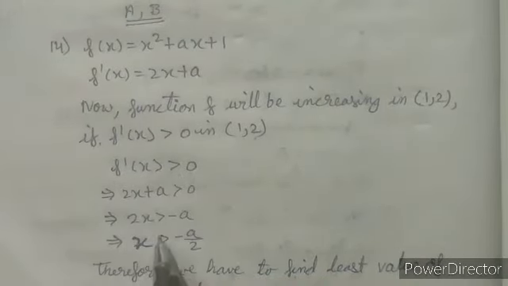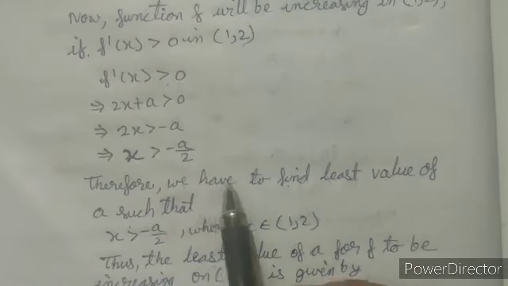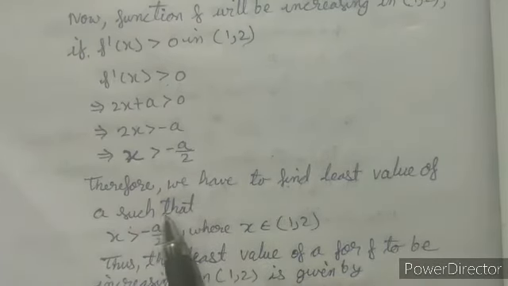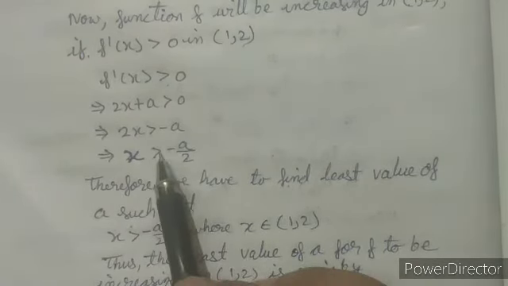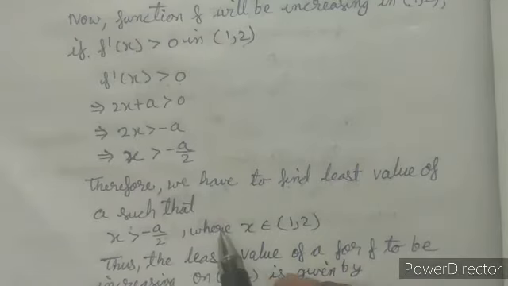Now on taking f dash x greater than 0, we are getting x greater than minus a by 2. Therefore, we have to find the least value of a such that x is greater than minus a by 2, where x belongs to 1 to 2.